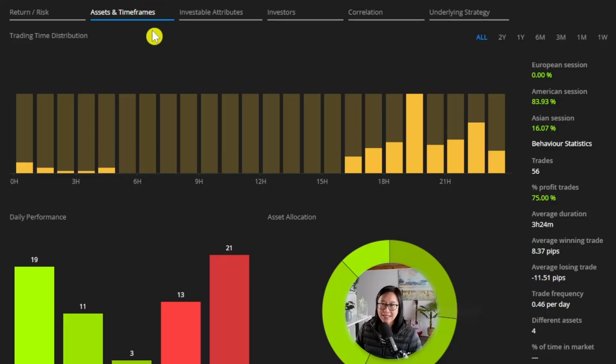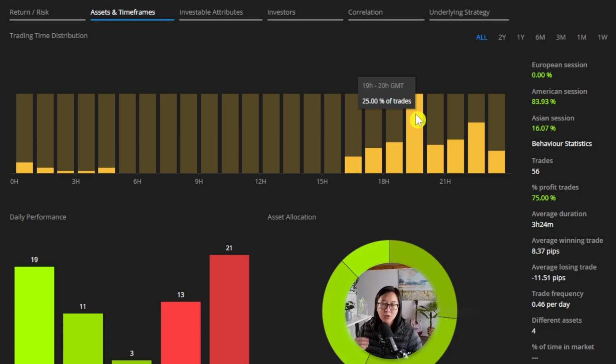Under the section assets and time frame, you can see specifically all my trades broken down into the time of the day when they are trading. And you can see a lot of the times, most of it is during the quieter hours of the period, because it is a small scalping strategy that tries to take advantage of slow moving markets. This is not an issue for me personally as a trader.